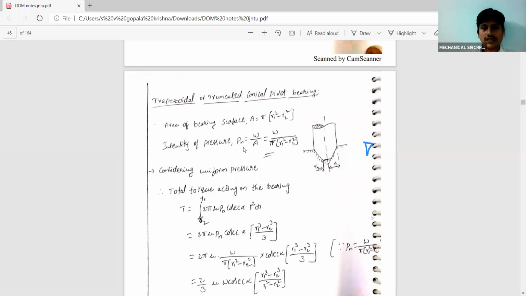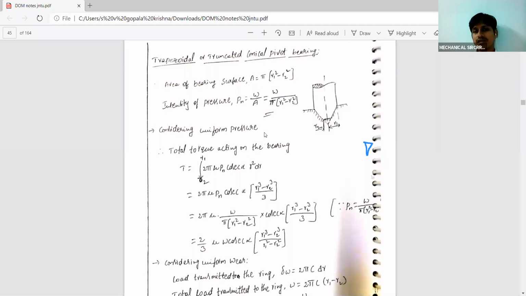And intensity of pressure Pn, the intensity of normal pressure, equals W by A, that is W by pi into R1 square minus R2 square. Those are the pressure and area. Now we take the first condition, considering uniform pressure.